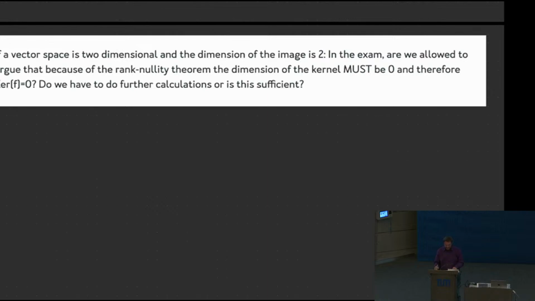If a vector space is two-dimensional, and the dimension of the image is 2, and I'm guessing the image of some f, right? In the exam, are we allowed to argue that because of the rank nullity theorem, the dimension of the kernel must be 0, and therefore the kernel is 0? So the setup is, we have some f from a two-dimensional vector space to, I don't know, whatever the codomain here is. This is two-dimensional.